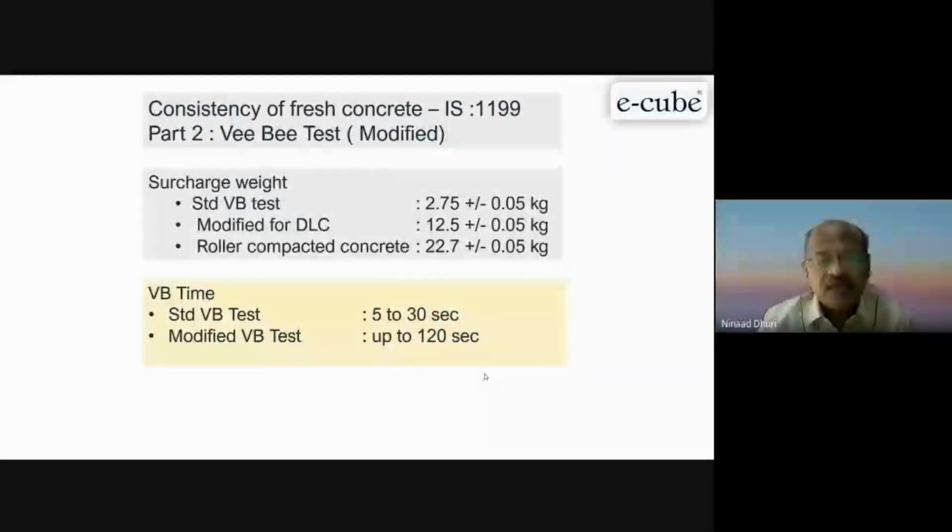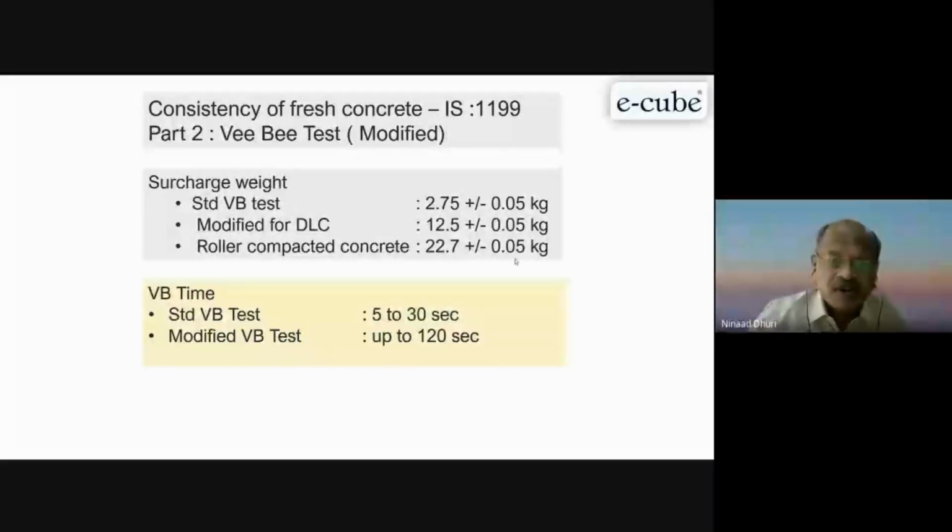Now if you see the equipment, there is a glass plate over the concrete, and over that there is a weight. A certain weight is given. For the standard VB, you can see here, it is a 2.7 kg weight, plus minus 0.05 kg. Now modified for DLC, this weight is increased to 12 kg. Other parameters are the same, the equipment is the same, only the weight has changed. So when you go for DLC, you have to use this weight. For roller compacted concrete, DLC or precast zero slump concrete, you can go up to 12 kg. And then for roller compacted concrete, you can go up to 22.7 kg plus minus 1.